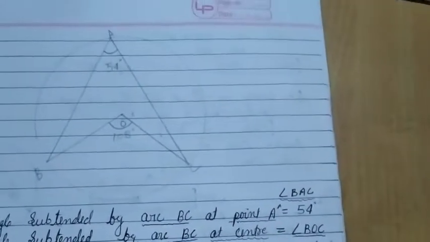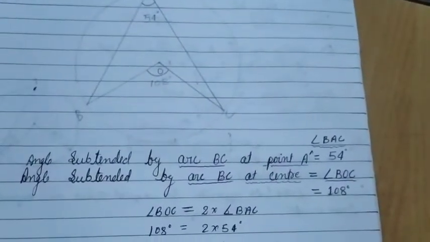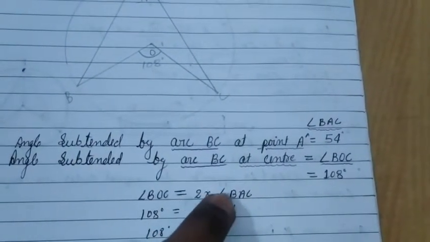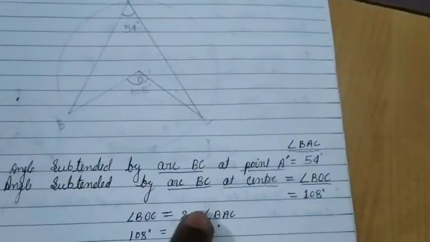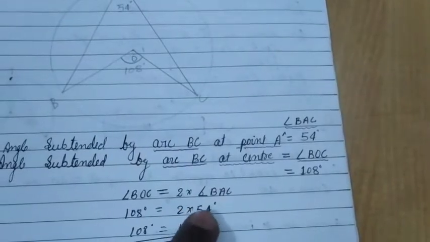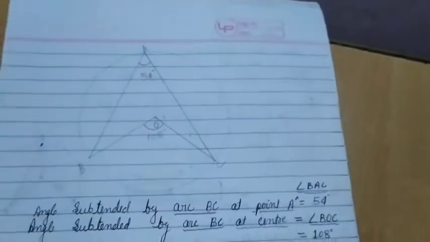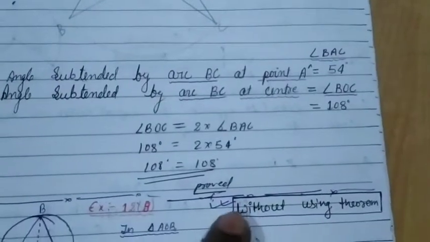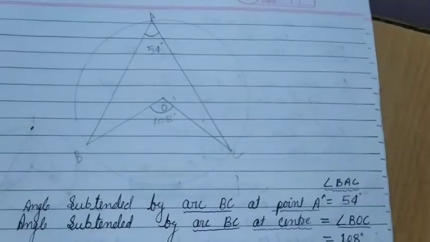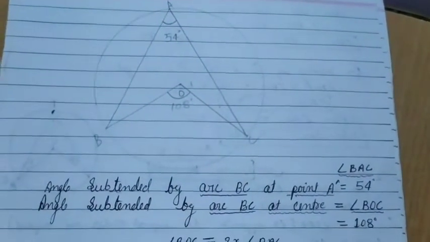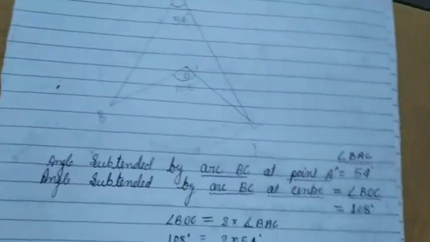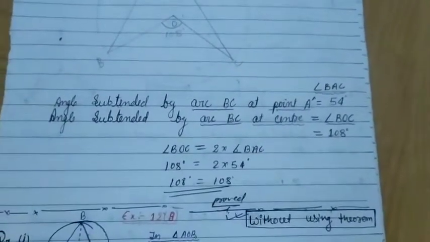So very clearly, very easily, you can conclude that angle BOC, the angle at the center, is twice the angle at any point, that is angle BAC. It is 108 degrees and the other is 54, so twice 54 is 108. So it's very simple, and hence proved. I hope you understood it, and if you could not, you can ask frankly. If you understood, then you can proceed to the next questions from the exercise.